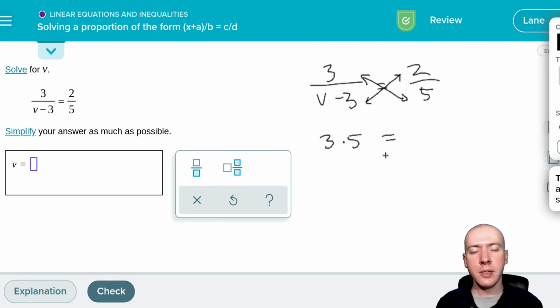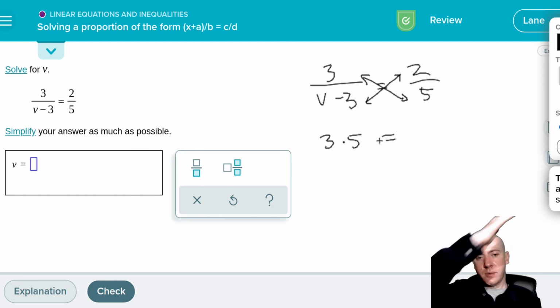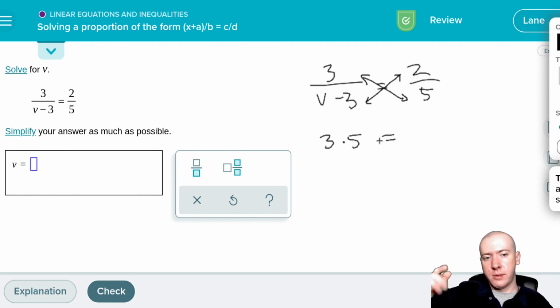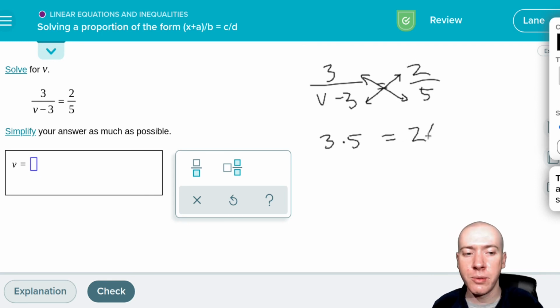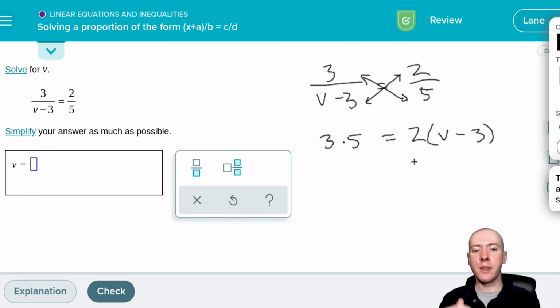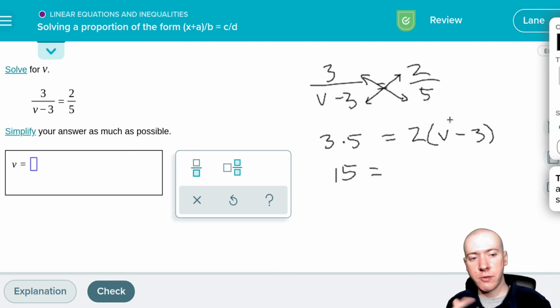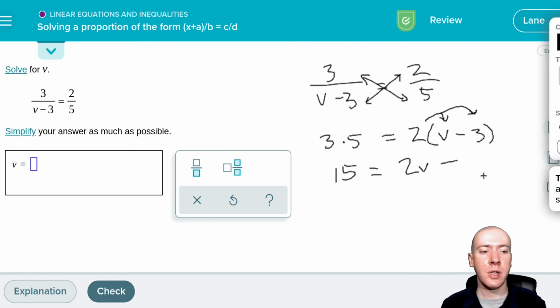Then we'll put our equal sign, and then what goes on the other side? It's the result of this multiplication. The v minus 3 times 2, or 2 times v minus 3, and that's how we should write it, 2 times v minus 3. Okay, in the next step, we're going to multiply 3 times 5, which is 15, and over here we're going to distribute the 2.